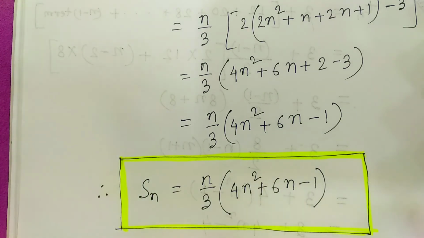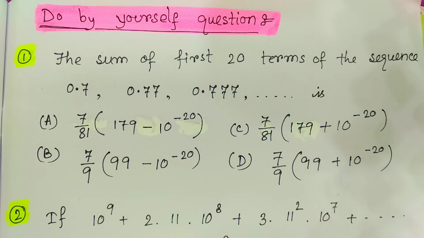Now it is your time. So here are the do-by-yourself questions. The first question is: the sum of the first 20 terms of the sequence 0.7, 0.77, 0.777, continuing in this way, what should be the value of the first 20 terms?